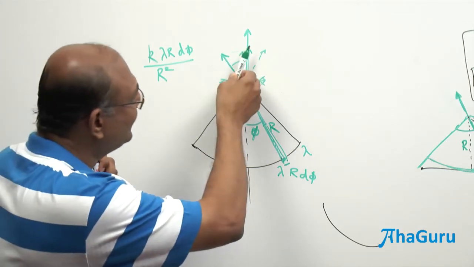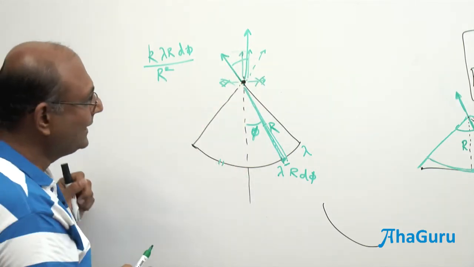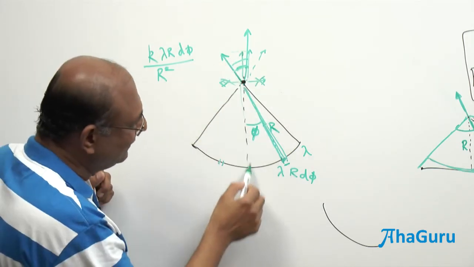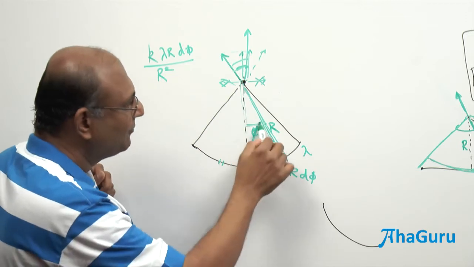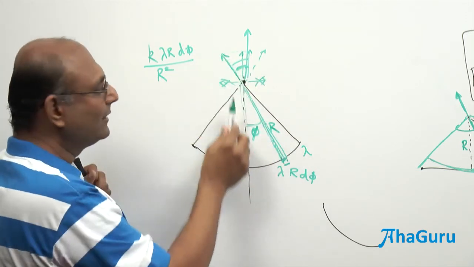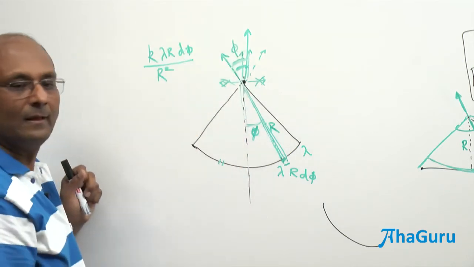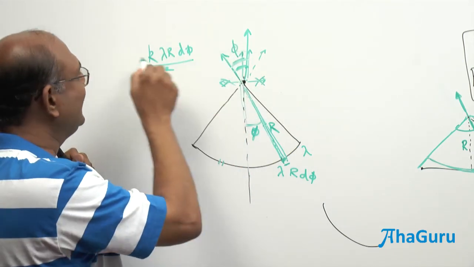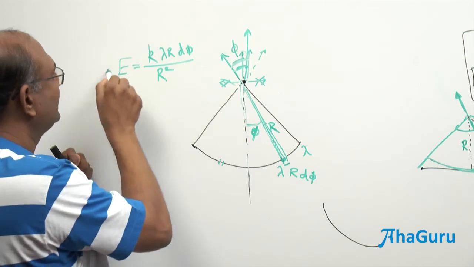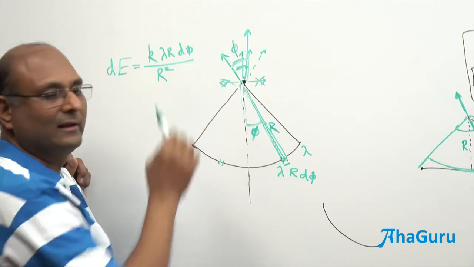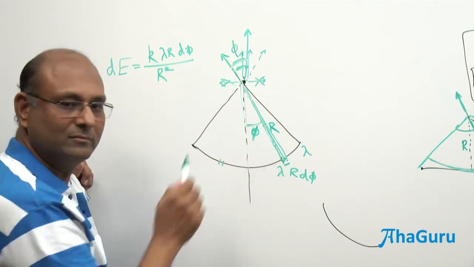Okay, now if I want the vertical component, what do I need? I need to know this angle. But I already know this angle, because the angle of this line with the vertical is phi; this is the extension of that line, this is the extension of this line, so this angle is phi. So what is the component? If this was E, let's call this dE, small element, right? This fellow's dQ, this is a dQ.